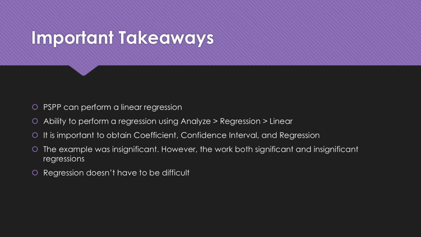The initial example that was used was insignificant. However, we need to make sure we work both the significant and insignificant regressions, and that gives us a totality of looking at the null and alternative hypothesis to determine whether this is beneficial or not. And the final takeaway that I have is regressions don't have to be difficult.